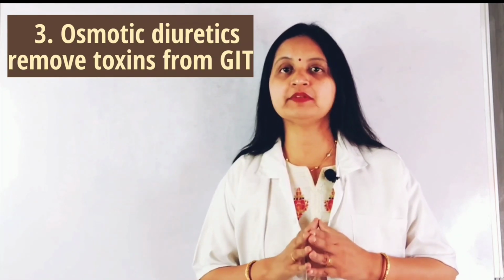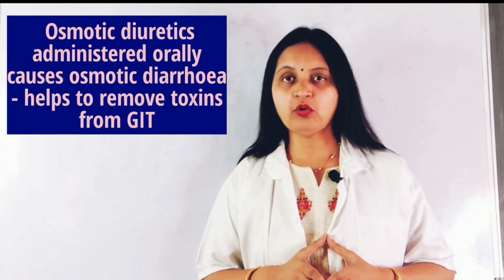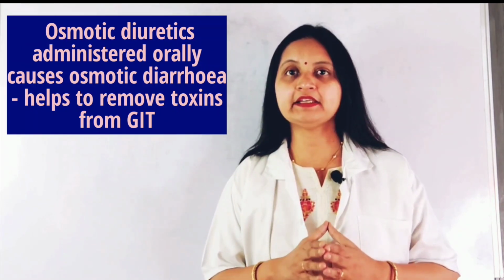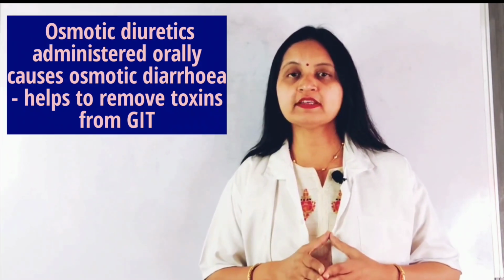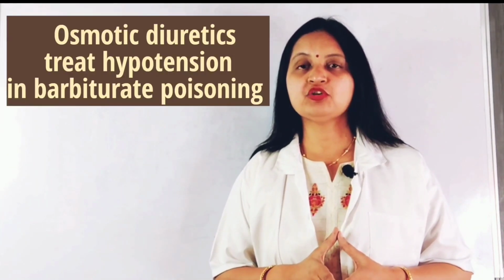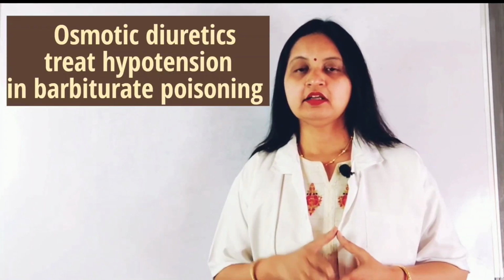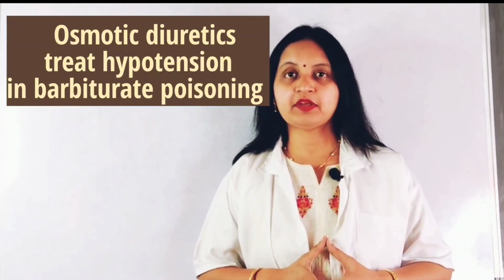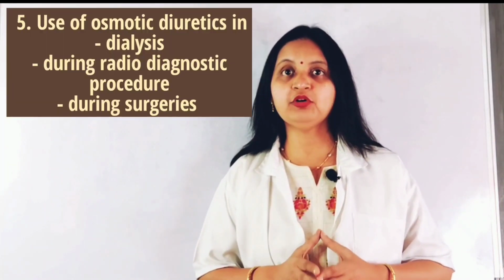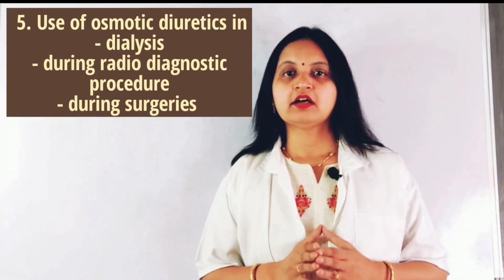Thirdly, these drugs can be used to remove toxins from the GI tract. Osmotic diuretics, when administered orally, cause osmotic diarrhea and help to remove toxic substances from the GI tract. These diuretics can be used to treat hypotension in barbiturate poisoning. Lastly, osmotic diuretics can be used during dialysis, radiodiagnostic procedures, and during surgery.